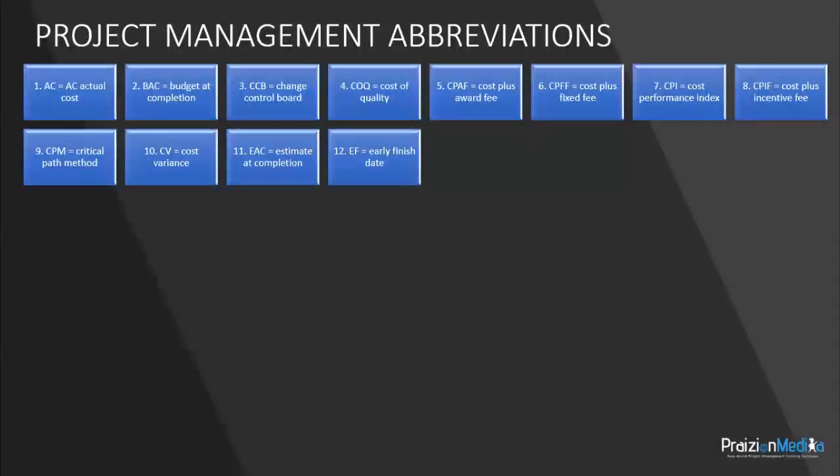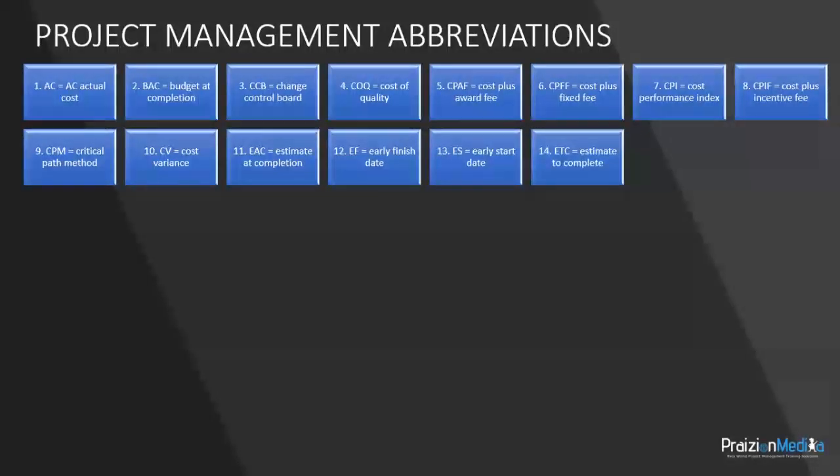EF, Early Finish Date. This is used in forward pass and backward passes to calculate slack and float. EF is the earliest time a task can finish. ES, Early Start Date. This is the earliest time a task can start, again, used in forward passes and backward passes.